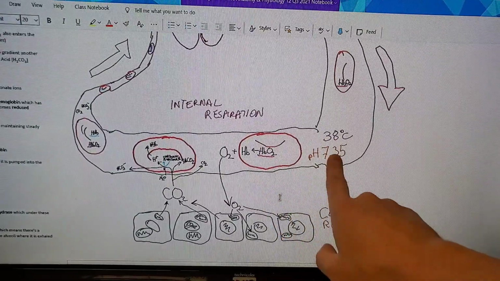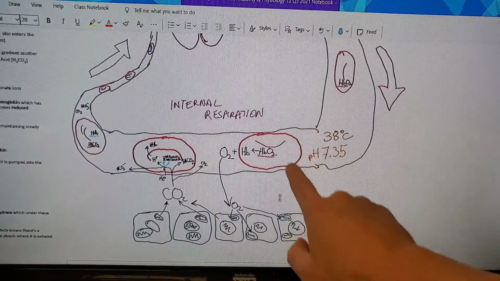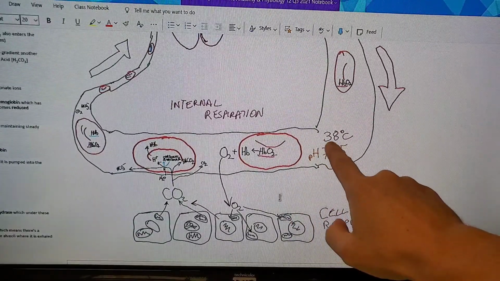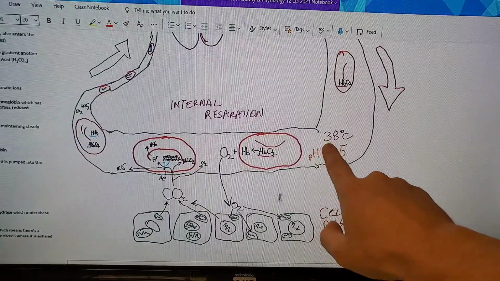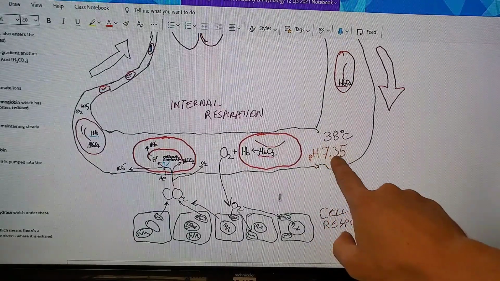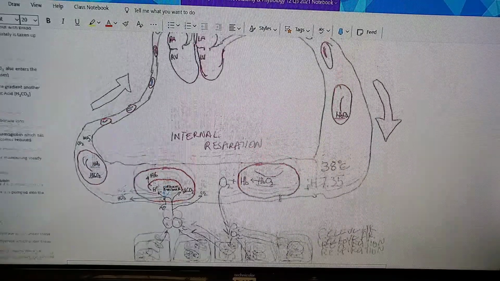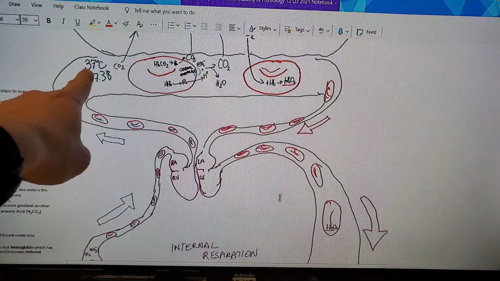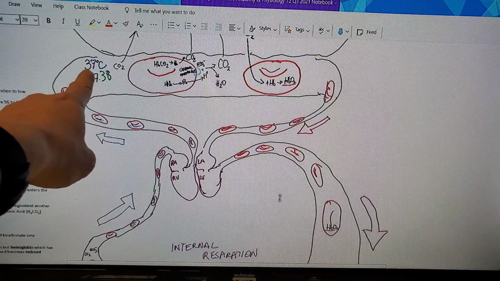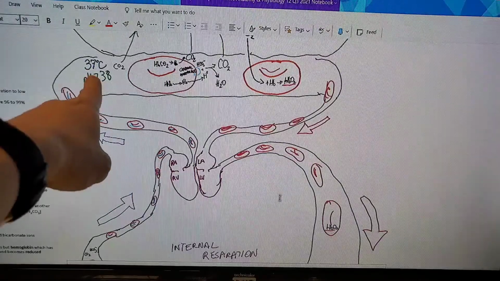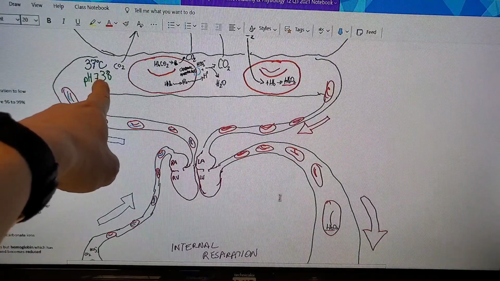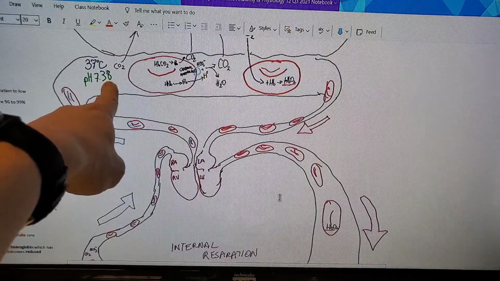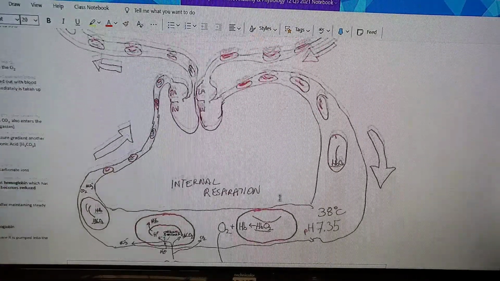Now, notice something. Over here, you'll notice a temperature and a pH. Here in the tissues, it's 38 degrees centigrade, and the pH is 7.35. If we look over here in the capillaries of the alveoli, so in the lungs, it's a little bit cooler. It's 37 degrees, and the pH is 7.38. It's a tiny bit higher, 0.03 higher pH, which means it's a little bit more basic.